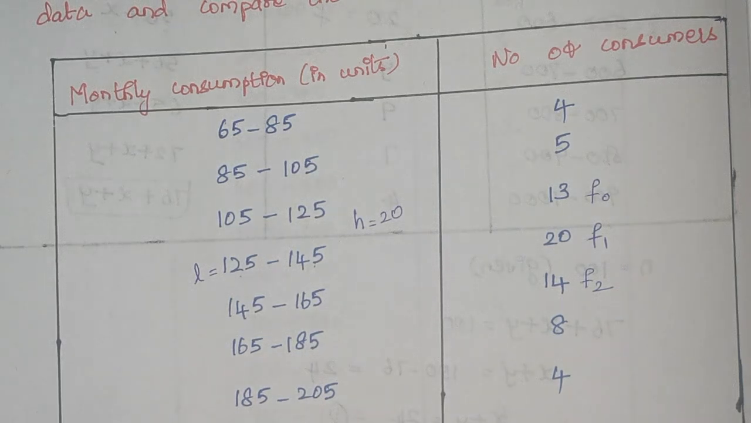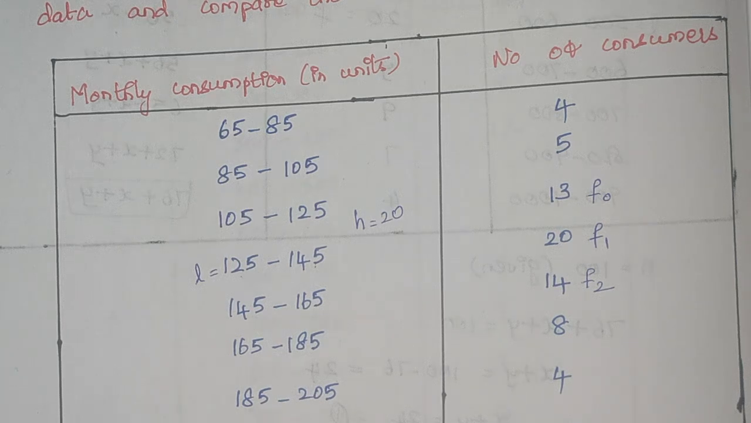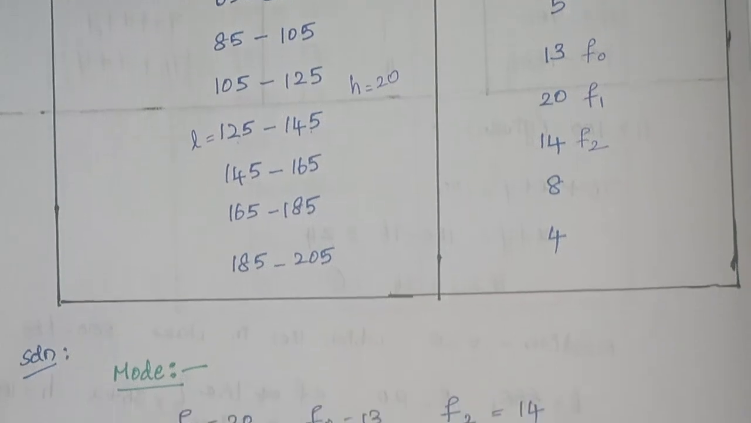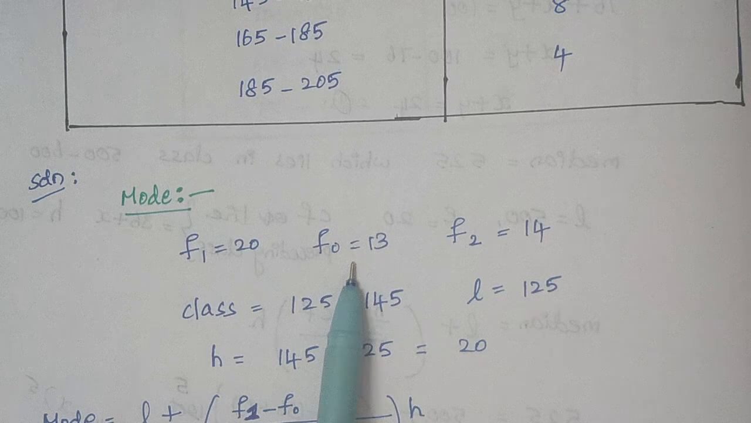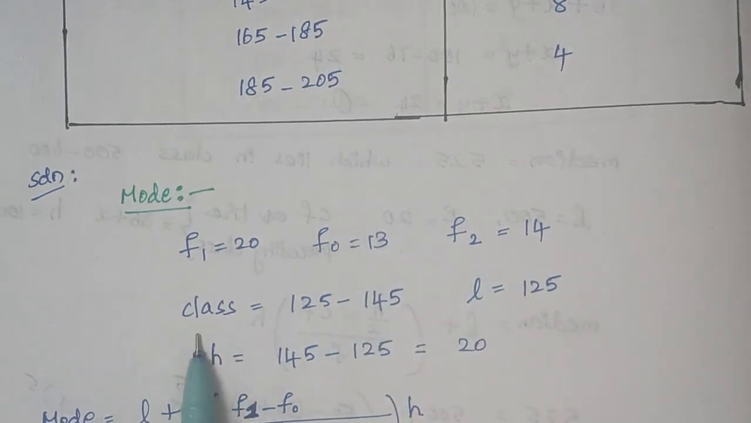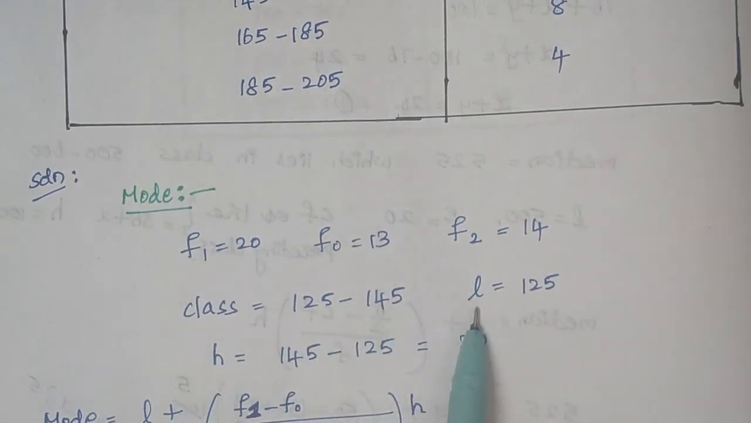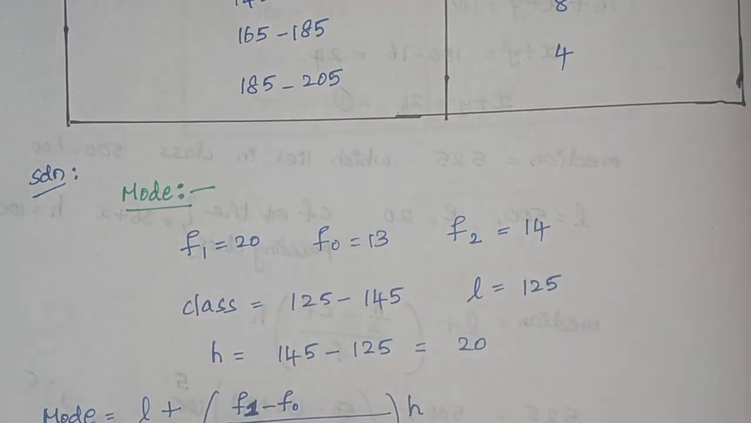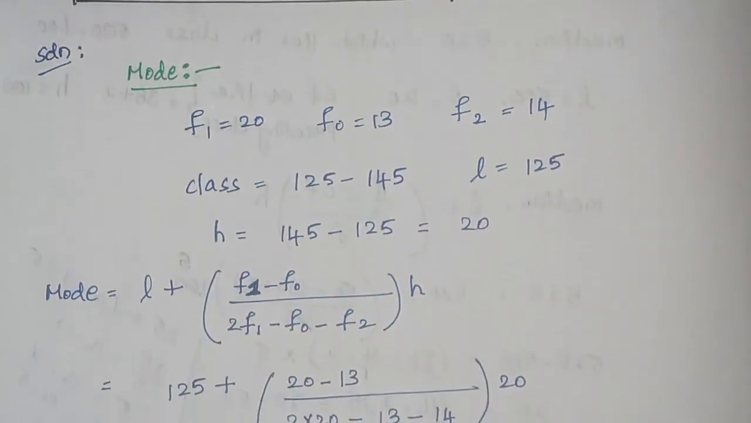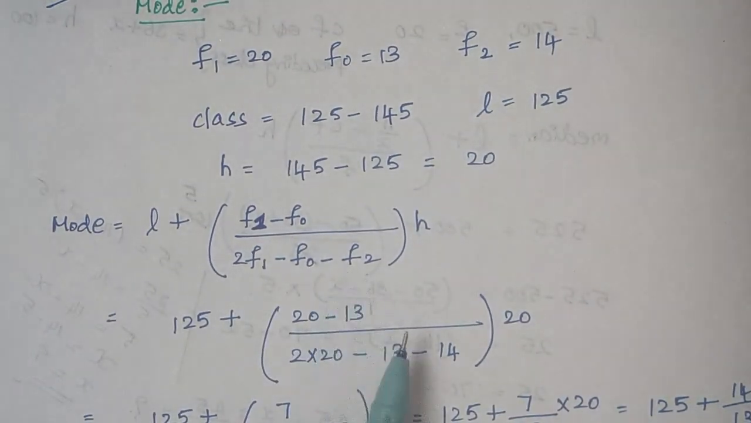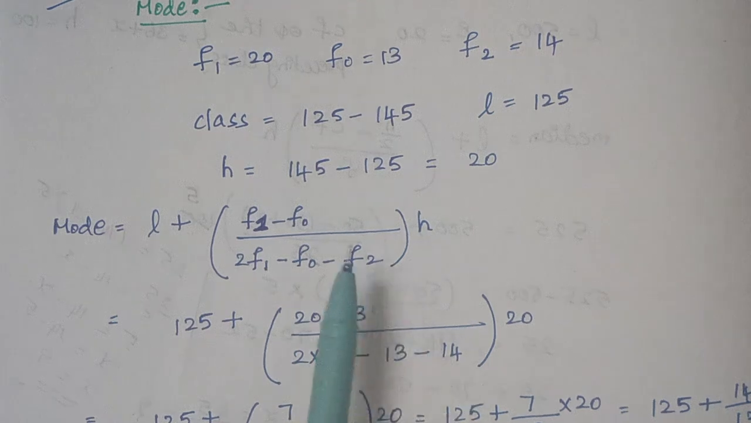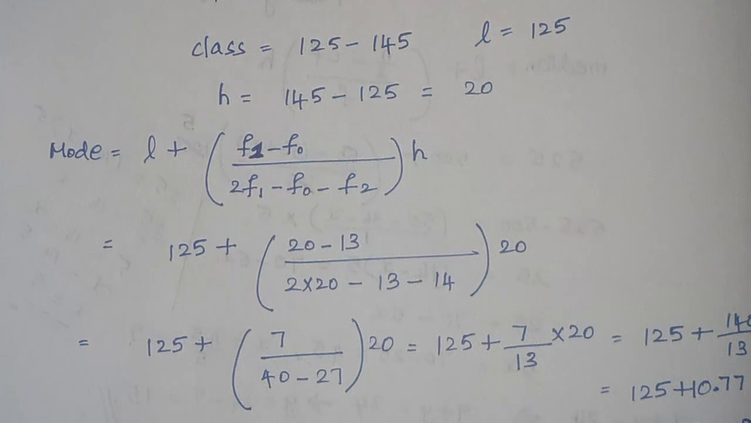So we have calculated all the values, and we can directly substitute them in the formula. Just list down all the things we have calculated in the table: F1, F0, F2, the respective class, the value of L and finally H. So here we substitute the values. L is 125, F1 is 20, F0 is 13, F2 is 14 and the value of H is 20. We are going to just substitute and solve.